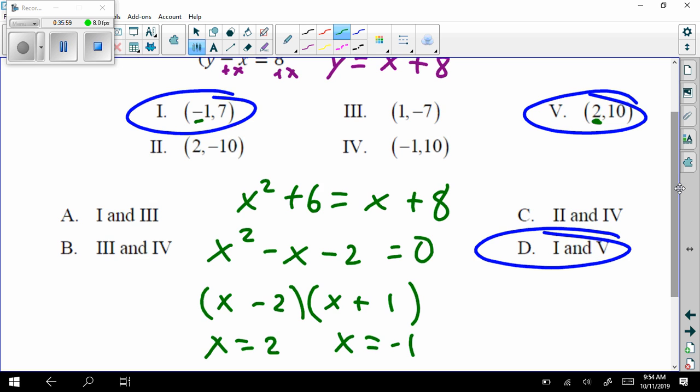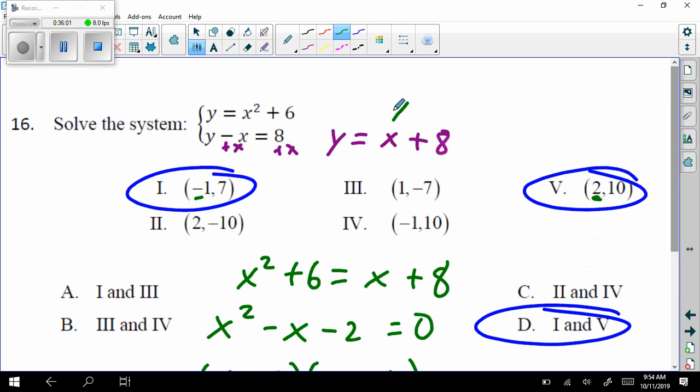Once you get those x values, you have to plug them in right here. Figure out what the y value is that goes with it. So when we got the 2, you plug it in. 2 plus 8 is 10. That's the y value. When you got the negative 1, you plug it in. Negative 1 plus 8 is 7. That's the y value. You have to plug it in to get the y value. Or type it in your calculator, calculate, and get the intersect.